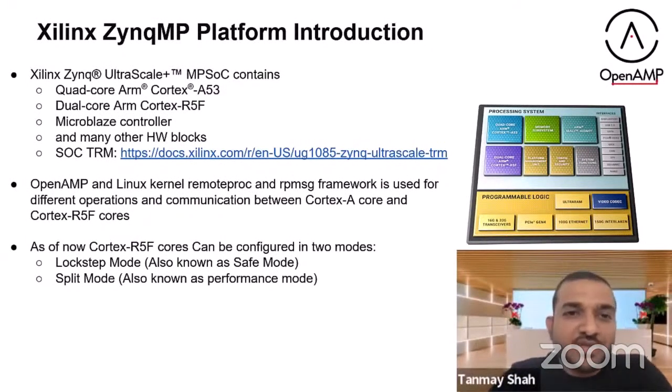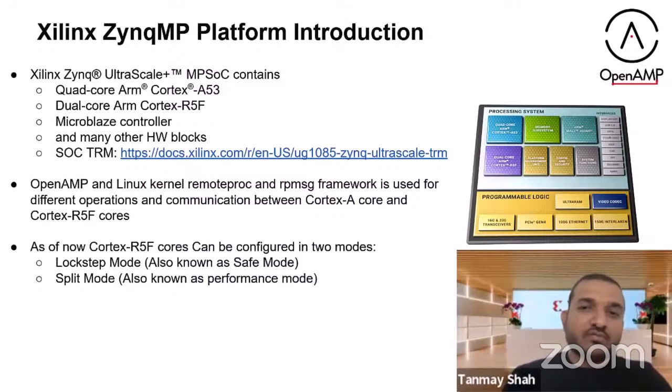So the Xilinx Zynq MP platform has 4 ARM Cortex A53, which is referred to as APU, that is Application Processor Unit, and 2 cores of ARM Cortex R5, which is referred to as RPU, that is Real-Time Processing Unit. Apart from these, there are many other hardware blocks, such as MicroBlaze controller, GPU, programmable logic, FPGA block, and so on. Its technical reference manual is UG1085, which you can refer to from a link given in the presentation.